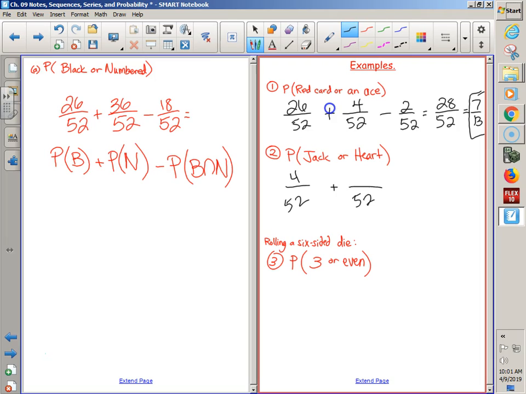4 jacks. Of hearts, 1 heart. Well, 1 jack of hearts, right? So then you end up with 16 over 52. That reduces, true?